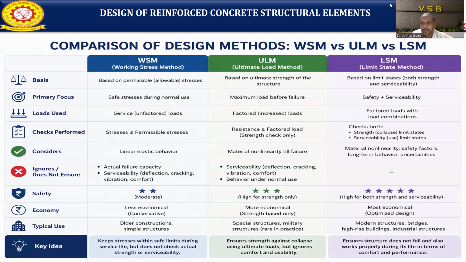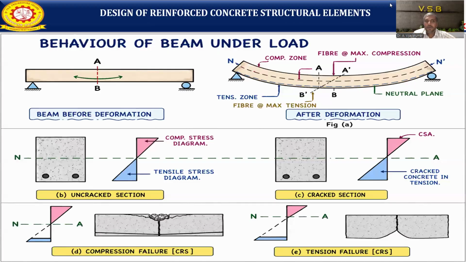Finally, we are concluding the limit state method, one of the extraordinary methods used for the construction of structures. Now we are going to discuss the behavior of the beam under load. Taking the example of a simply supported beam, if you do not apply the load, it looks stable. When you start to apply load, the beam starts to bend.